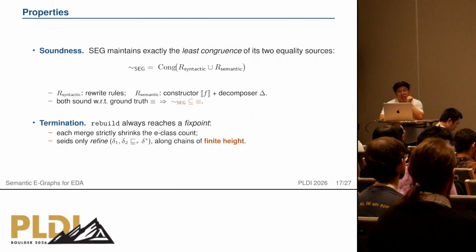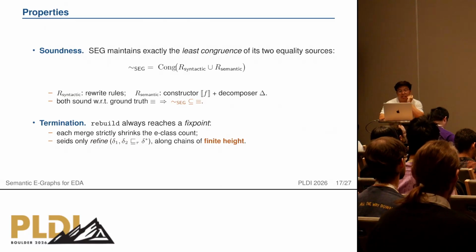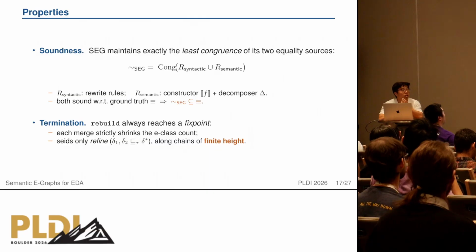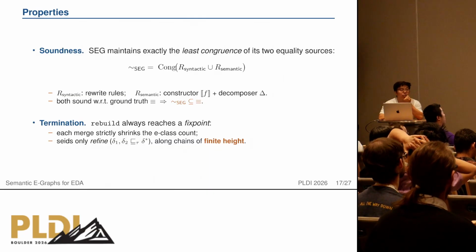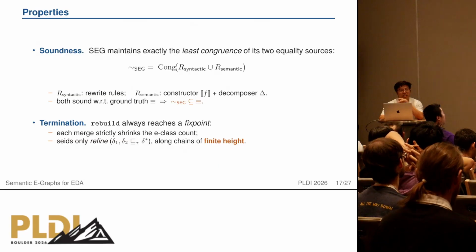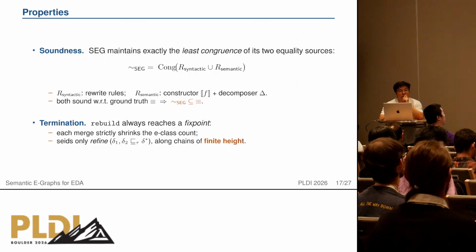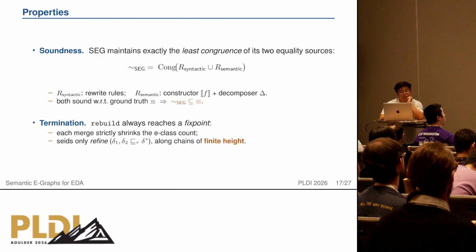So we have some properties. The semantic egraph is sound because our equality comes from either the syntactic rewrite rules or from the relation derived by our semantics. So no fake equalities are invented, and we are maintaining the least congruence of these two relations. So it's sound, and also rebuild terminates.